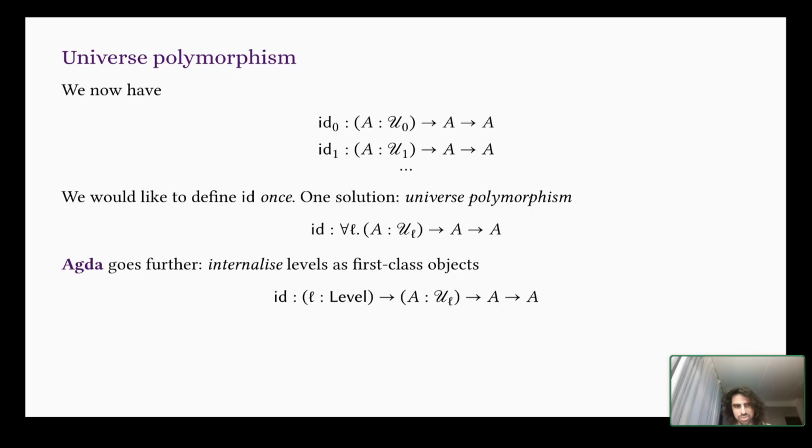The proof assistant that I care about is Agda. Agda goes one step further and internalizes the levels as first-class objects. This is the same move as going from polymorphism to universes, where we internalized the collection of types as a type. Here we are internalizing the collection of levels as a type. And so this is finally how we write the identity function in Agda. We use two dependent function types, one over levels and one over types.